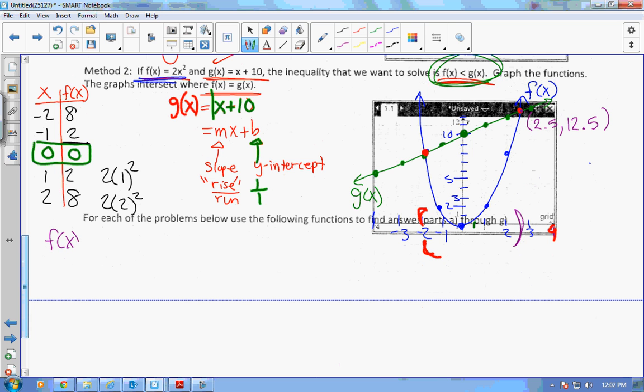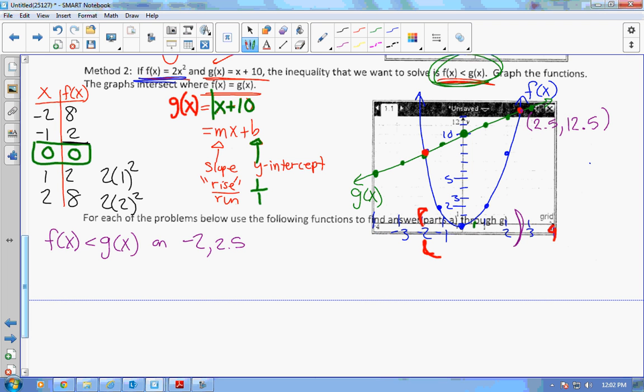f of x is less than g of x on the interval where, Colby, turn, put your feet down, turn, pick up your pencil, please. On the interval from -2 to 2.5.